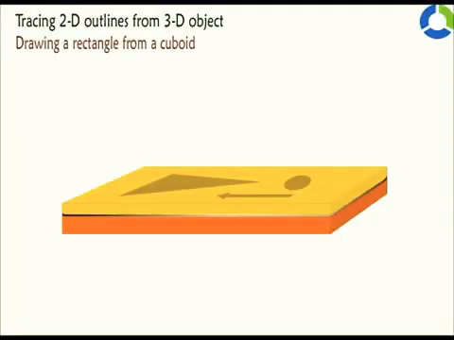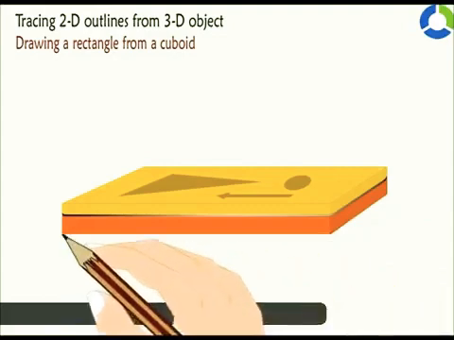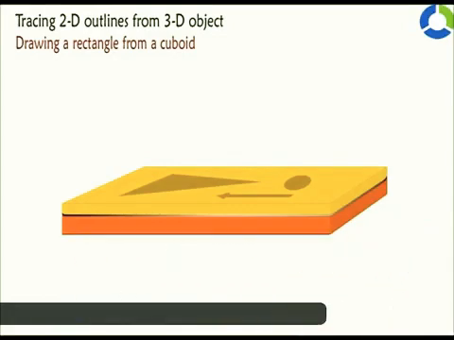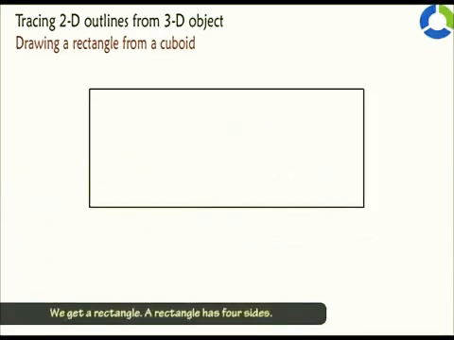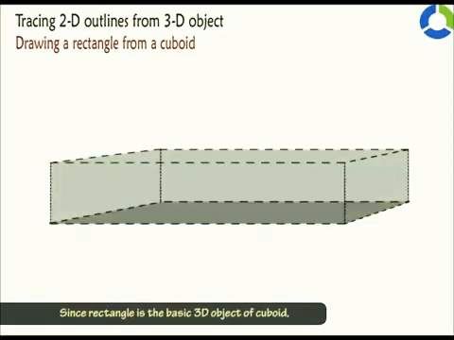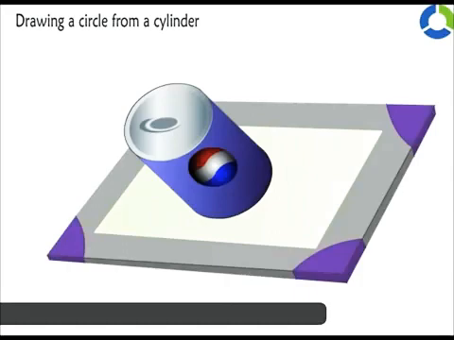Drawing a rectangle from a cuboid. Take a cuboid-shaped pencil box. Take a pencil and run the pencil along the edges of the pencil box on a paper sheet. We get a rectangle. A rectangle has four sides. In a rectangle, the opposite sides are equal. Since rectangle is the basic 3D object of cuboid, the opposite sides of the faces of a cuboid are also equal.